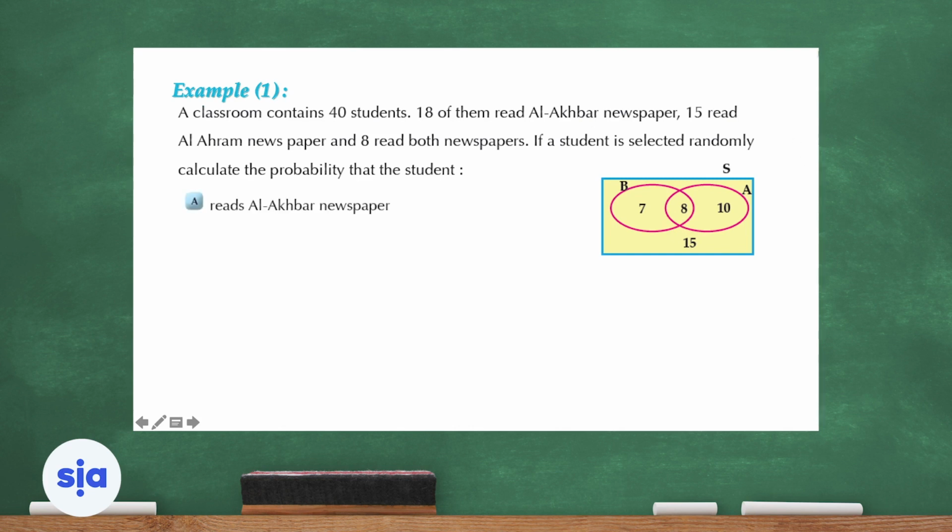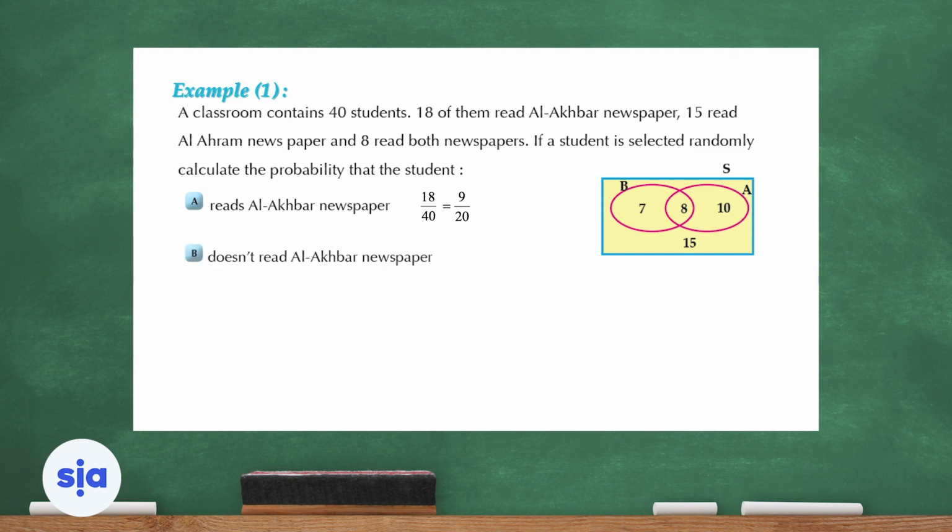So, let's move on to the questions. First of all, the question is asking me to calculate the probability that the student reads Al-Akhbar newspaper. How many students read Al-Akhbar? 18 out of how many students? 40. So the probability of Al-Akhbar newspaper is 18 out of 40. Good job, you guys are great. If you simplify it more, it will be 9 over 20.